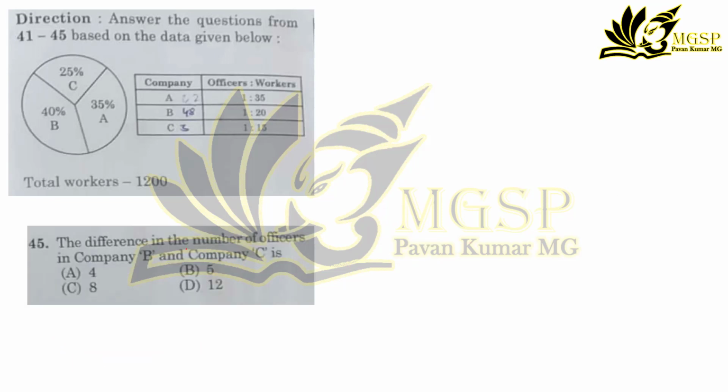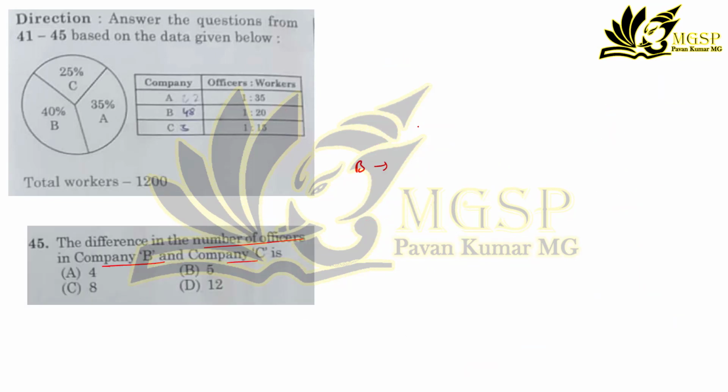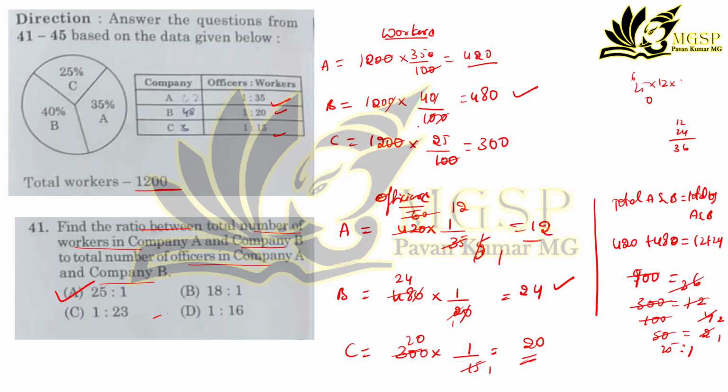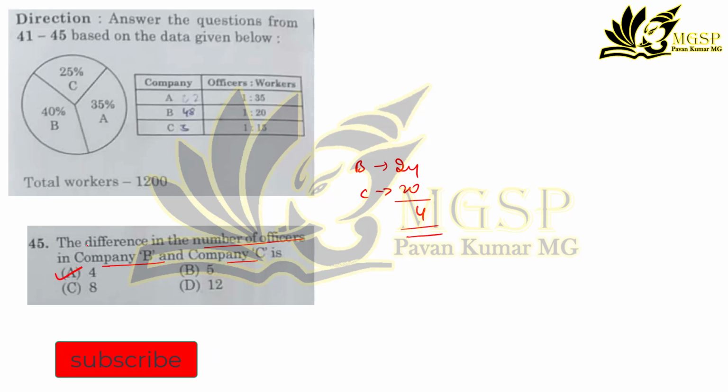Next one, the difference in the number of officers in company B and company C. They are asking about the officers. We have seen that B has 24 officers, and in C we have 20. So the difference is 4. The correct option is A.